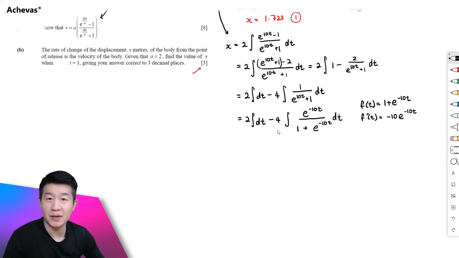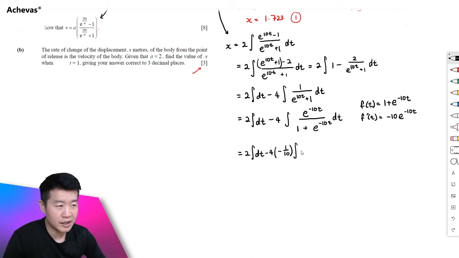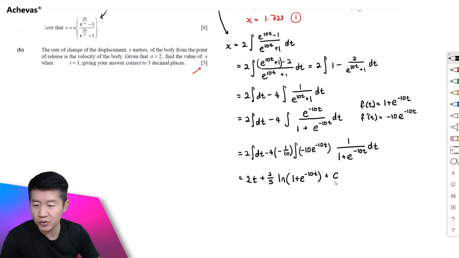So I need a minus 10 here, so let me divide by a minus 10 outside. So I have 2 integration of 1 dt minus 4 times minus 1 over 10, so that I can have a minus 10 e^(-10t) here in front. And I have 1 over f, and this is the f'. So 1 plus e^(-10t) dt. So we have a 2, integrating this is going to be t, and this times this is going to be plus 2 over 5, and integrating this is going to be ln modulus of the denominator, and since the denominator is always positive, I'm going to just replace the modulus with a normal bracket, then plus c, the arbitrary constant.